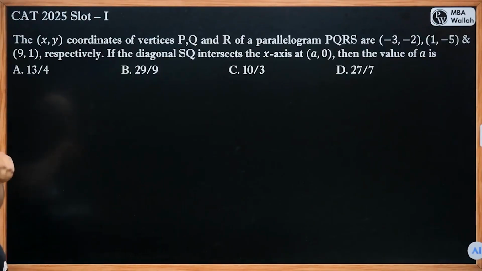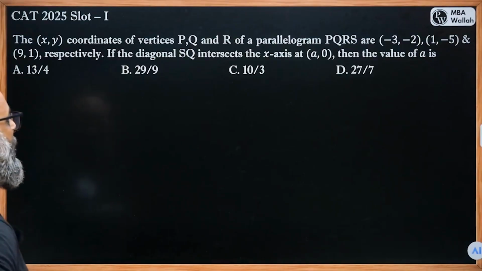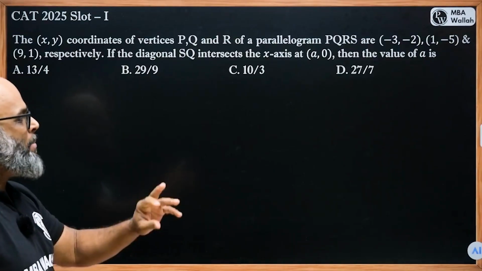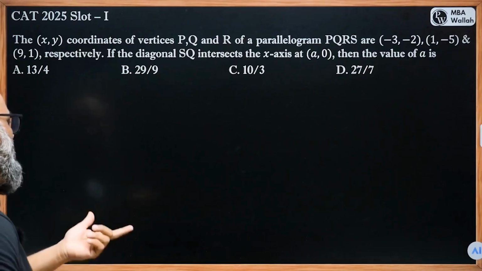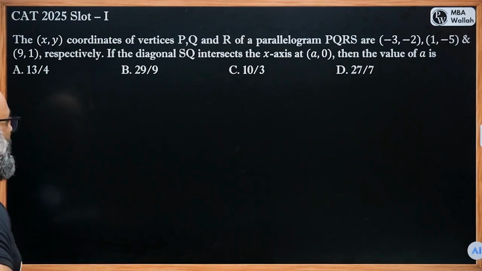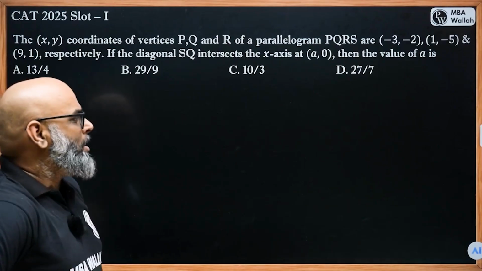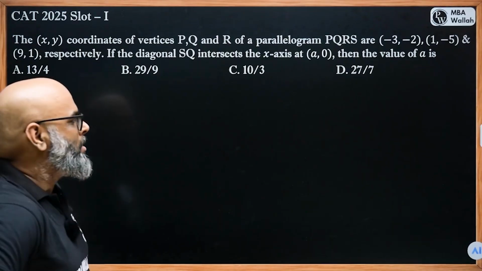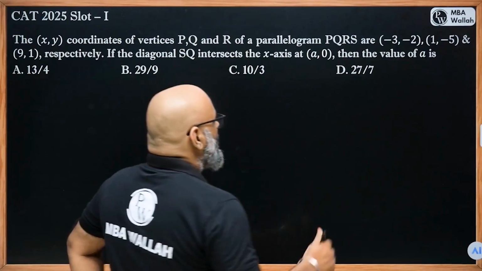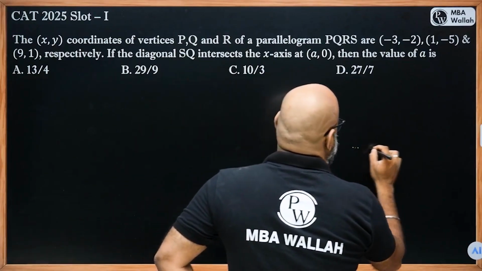The XY coordinates of vertices P, Q and R of a parallelogram PQRS are -3, -2, 1, -5 and 9, 1 respectively. If the diagonal SQ intersects the x-axis at a, 0, then the value of A is. A nice question. So PQRS.